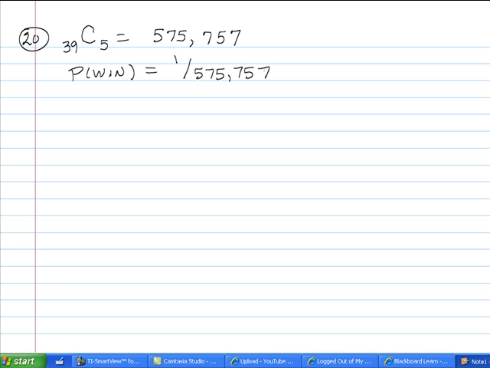So we're choosing 5 from 39. Order doesn't matter, no repetitions allowed. So combinations of 39 taken 5 at a time. So that gives us 575,757. Okay, so the probability of winning would be 1 over that. Okay, and that's part A.